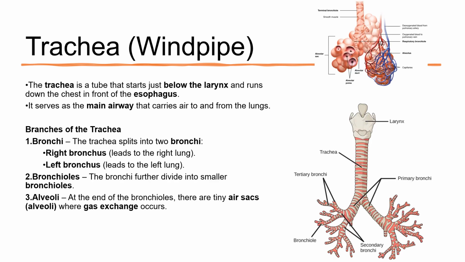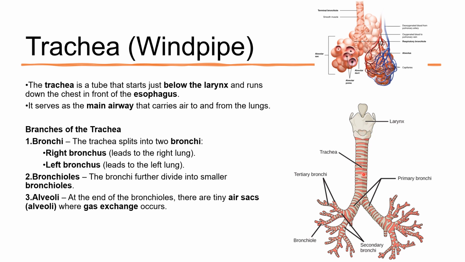After the pharynx and larynx, then there's the trachea, also known as the windpipe. So the trachea is a tube which starts just below the larynx, and it runs down the chest in front of the esophagus. It's located in front of the esophagus. And this serves as the main airway that carries air to the lungs and also back from the lungs.